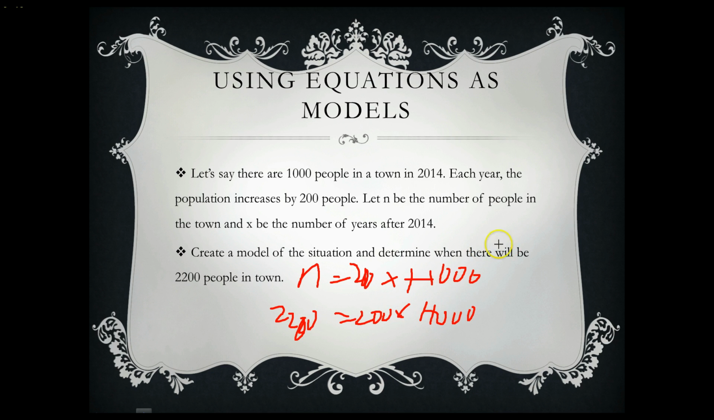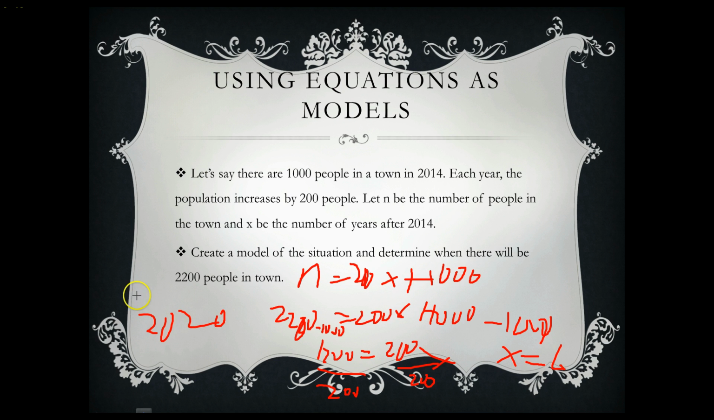So our first step is going to be trying to get the variable by itself, and we can subtract 1,000 from both sides. So this minus 1,000 as well. So we have 1,200 is equal to 200x. And we divide both sides by 200. And we get x is equal to 6. So that means after 6 years, the population will be 2,200. So we add the 6 to 2014, and that basically means that in 2020, we will have 2,200 people in town.